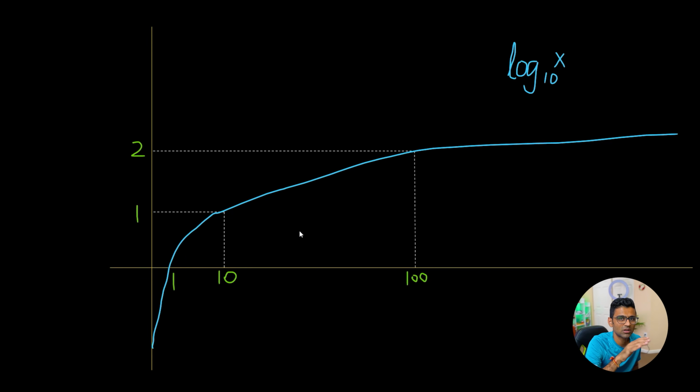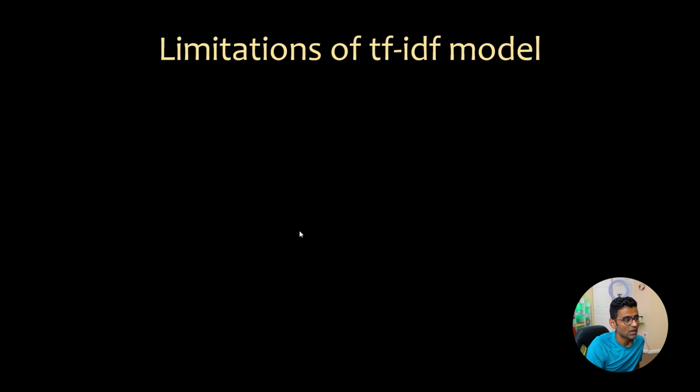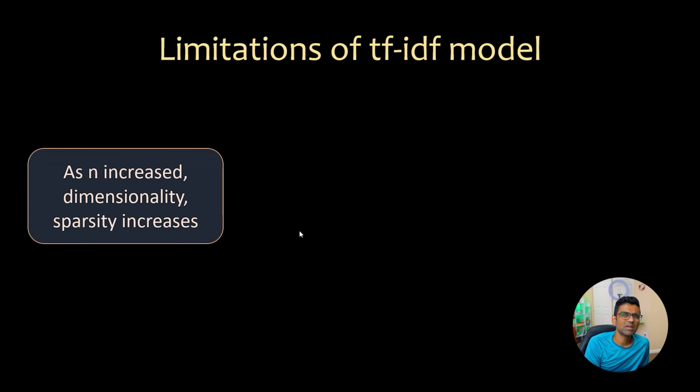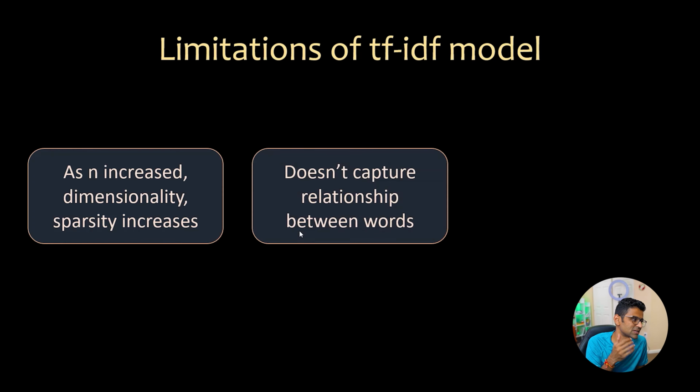Because as you have more terms, the effect is the same. So you can just reduce the influence. Now, the limitation of the TF-IDF model is similar to the previous model that we saw before, which is that as you increase dimensionality, the sparsity increases.